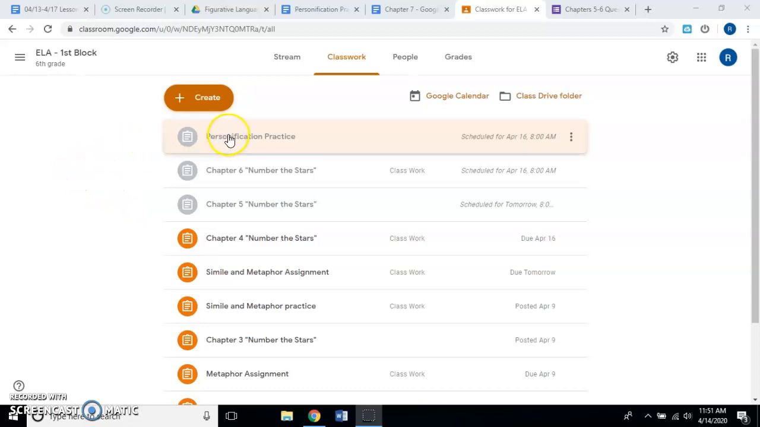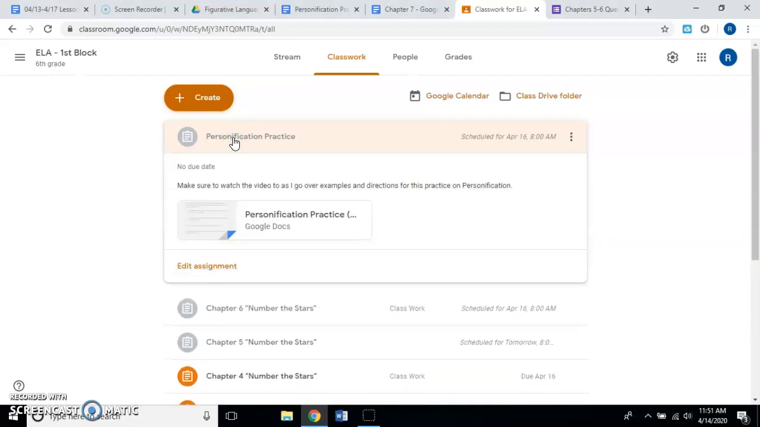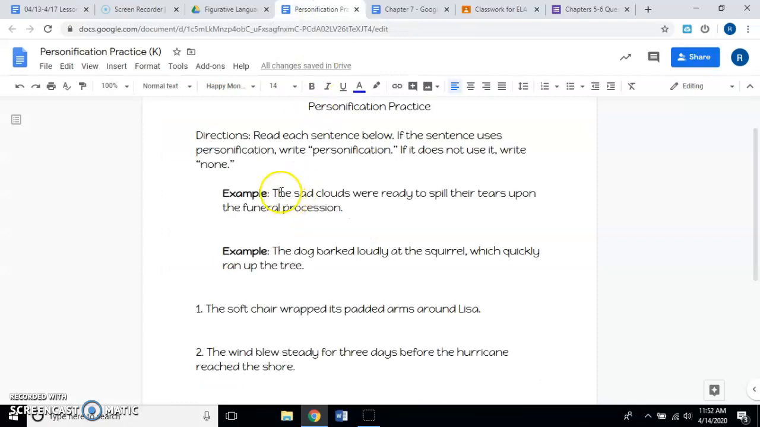Our figurative language today is going to be practicing our personification. Yesterday we took notes on that. Personification is giving human characteristics or traits to objects, such as moving or talking or feeling, or thinking even. And our practice assignment today is going to be just identifying whether or not the sentence has personification in it.